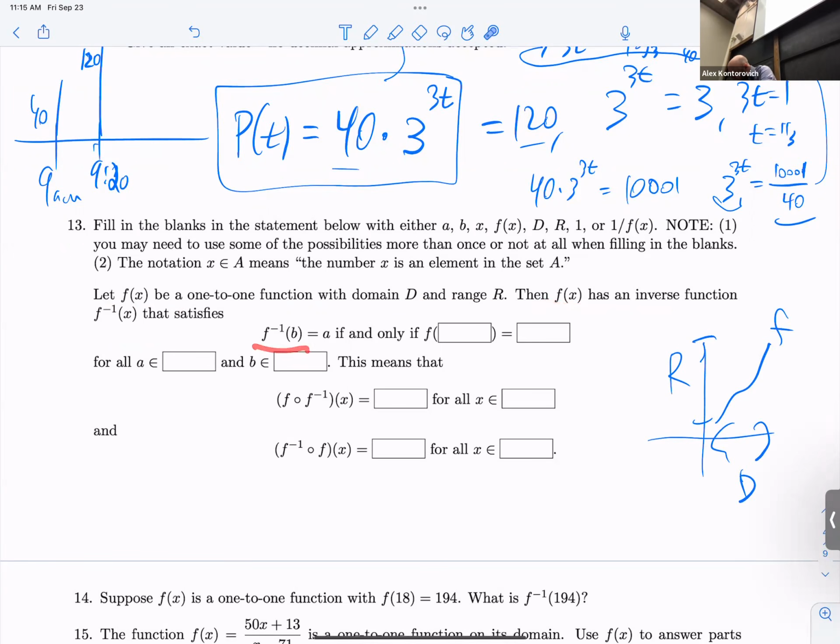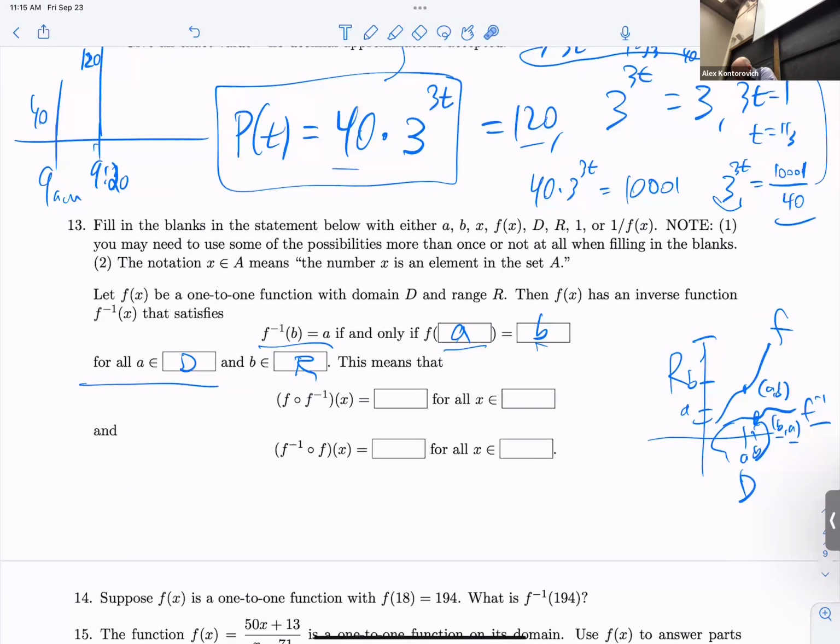Okay, f inverse of b is a if and only if f of a is equal to b. If I have the point a comma b on my original graph, then my inverse graph, whatever it is, something like that, f inverse will have the point, yeah, exactly, b comma a. So if f inverse of b is equal to a, that means f of a is equal to b. Okay, for all a in, well, f only takes values in the domain and b takes values in the range.